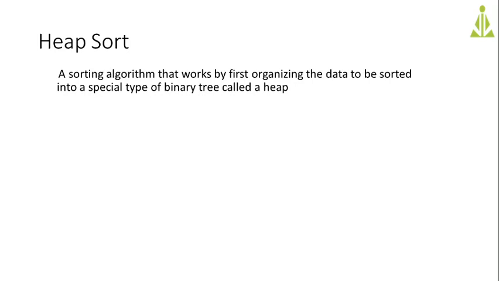Next is heap sort, a sorting algorithm that works by first organizing the data to be sorted into a special type of binary tree called a heap. So whenever we are performing the heap, at that time our data should be sorted.